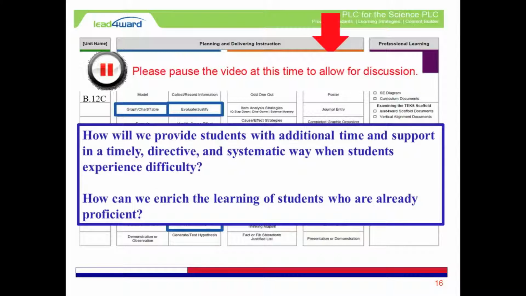An integral part of the PLC process is how to plan for intervention. Take time now to discuss the following questions and what they may look like on your campus. How will we provide students with additional time and support in a timely, directive, and systematic way when students experience difficulty? Also, how can we enrich the learning of students who are already proficient?